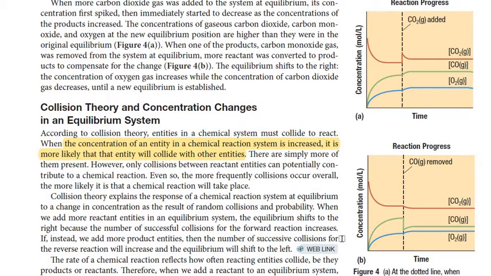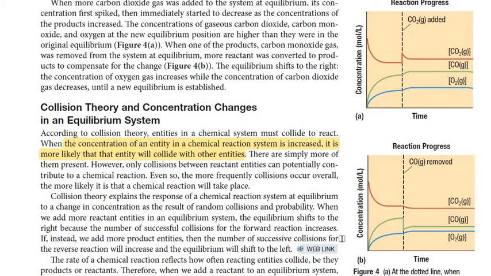However, only collisions between reactant entities can potentially contribute to a chemical reaction. Even so, the more frequently collisions occur overall, the more likely it is that the chemical reaction will take place. So basically, we need to have more collisions with enough energy. Otherwise, we will not have any chemical reaction. Chemical collision theory explains the response of a chemical reaction system at equilibrium to a change in concentration as a result of random collisions and probability.